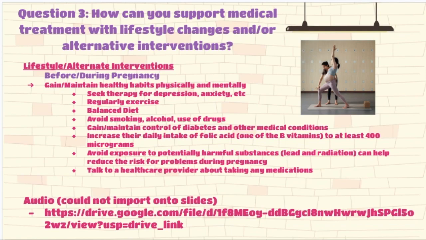And last but not least, to avoid exposure to potentially harmful substances like lead and radiation. This can help reduce the risk of problems during pregnancy. Lead and radiation can cause miscarriage, especially early exposure, 2 weeks and under. It can also cause malformations of body parts and developmental delays, especially during the 2 to 8 weeks part of the pregnancy. This can also cause cancer in the mother and child.